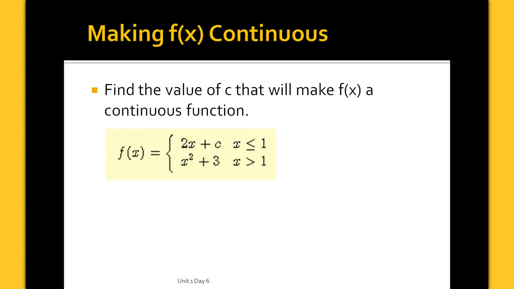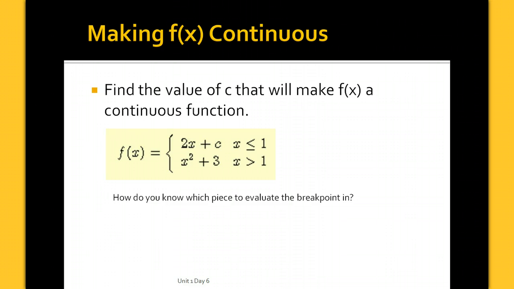So let's read the question here. We're going to find the value of c in here. It's a constant that will make this function a continuous function. So how do we know which piece we're going to evaluate the breakpoint? Well, let's first decide where the breakpoint is. The indicator of the breakpoint would be how the domain is broken apart. You can see that we're in one piece when x is less than or equal to 1, and one piece when x is greater than 1. So that's our breakpoint.